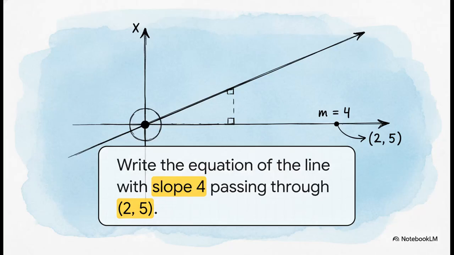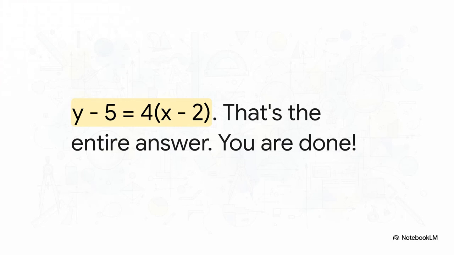Okay, let's start with a nice, simple one. We've got a slope of 4 and a point at (2, 5). So our m is 4, our x1 is 2, and our y1 is 5. We just drop those numbers right into our skeleton. The y-coordinate, 5, goes on the left. The slope, 4, and the x-coordinate, 2, go on the right. And boom! y minus 5 equals 4 times (x minus 2). That's the final answer. No extra steps needed.